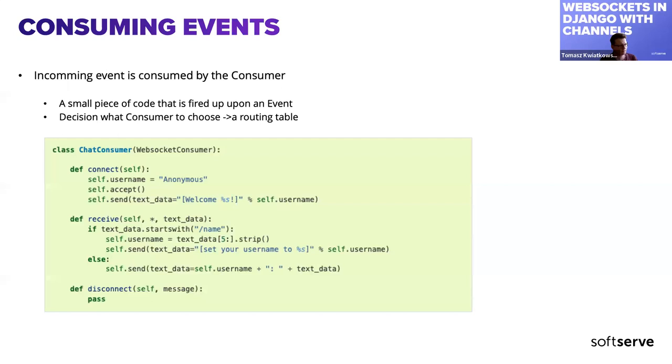The decision about which consumer we are connecting to is based on the routing table, which is also a part of the channels configuration, which I will present during the demo itself. And this is an example of a simple chat consumer, which contains connect, receive, and disconnect methods, which we need to define here.